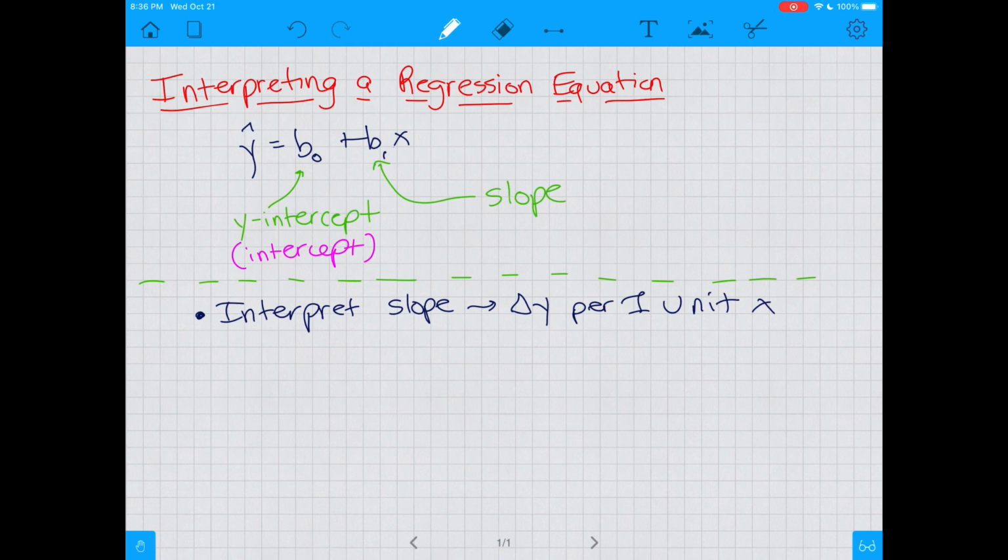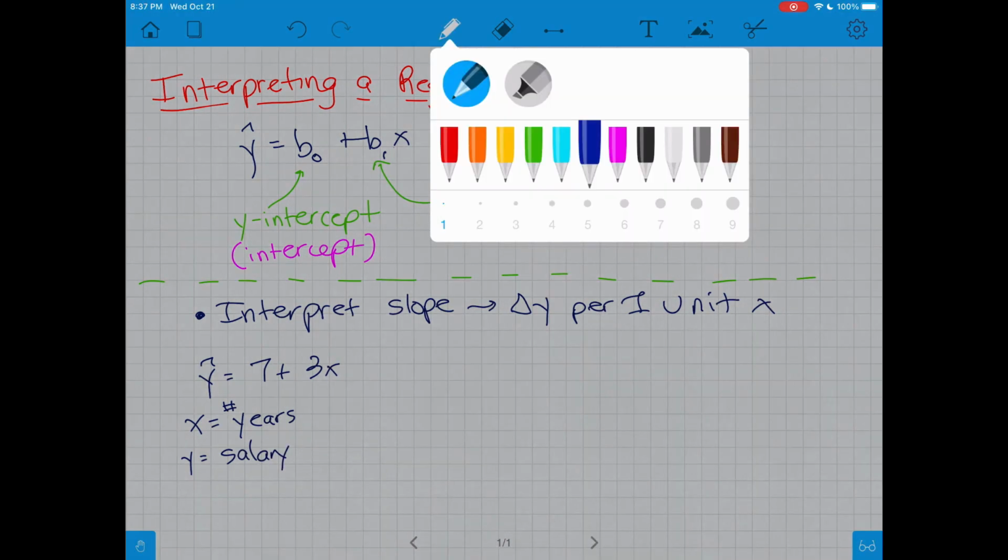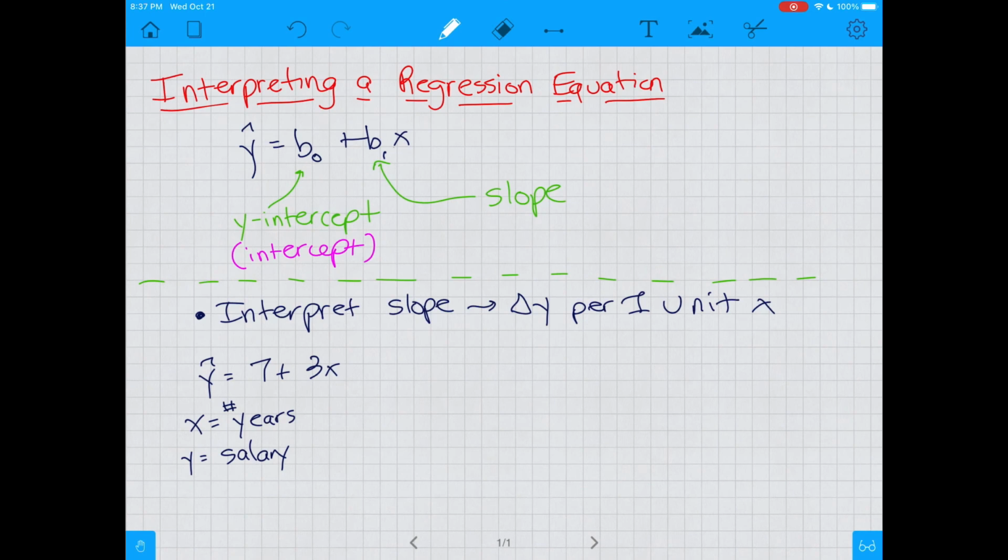So, for example, let's say I've got an equation that looks like y-hat equals 7 plus 3x, and I'm really only writing it like that because that's what the AP exam will write it as. And let's say here x is years and y is salary.